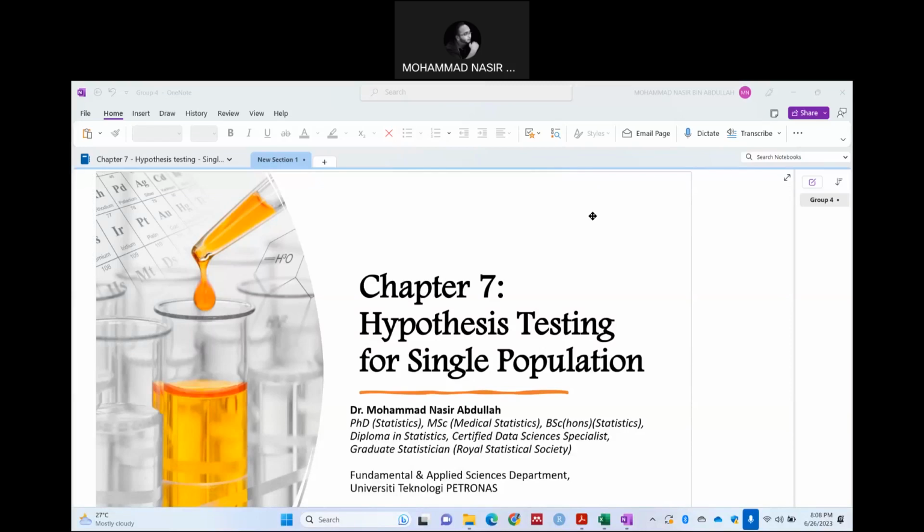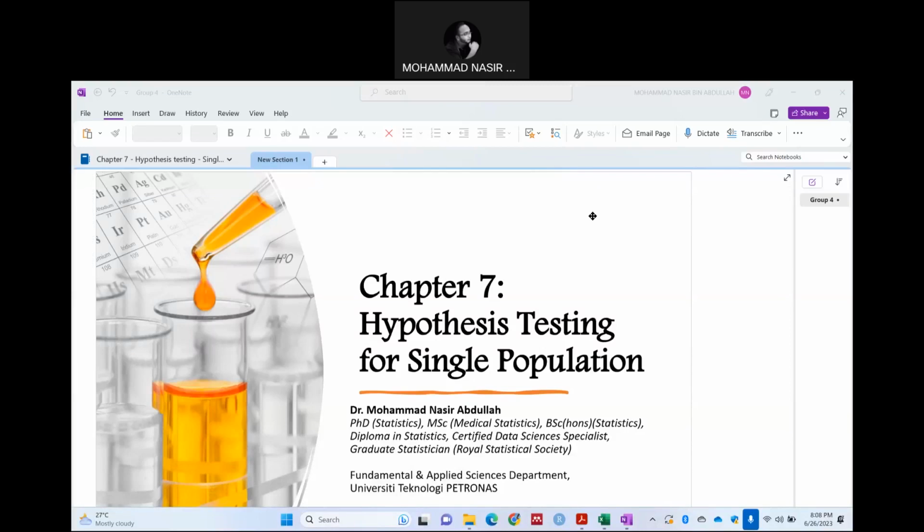Okay, can we start a new topic? Today we're going to look at chapter 7, hypothesis testing for a single population. And next week, probably we will look into chapter 8, hypothesis testing for two populations.